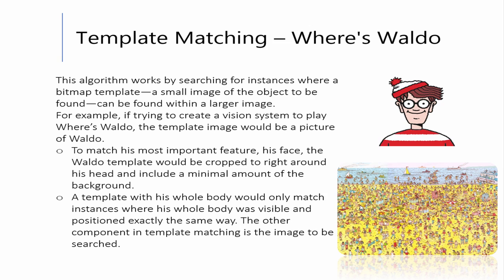As mentioned, this algorithm works by searching for instances where the bitmap template, a small image of the object to be found, can be found within a larger image. For example, if you're trying to create a vision system to play Where's Waldo, the template image would be the picture of Waldo. To match the most important feature, his face, the Waldo template would be cropped right around his head to include a minimal amount of the background. A template of his whole body would only match instances where his whole body was visible and positioned exactly the same. The other component in template matching is the image to be searched.